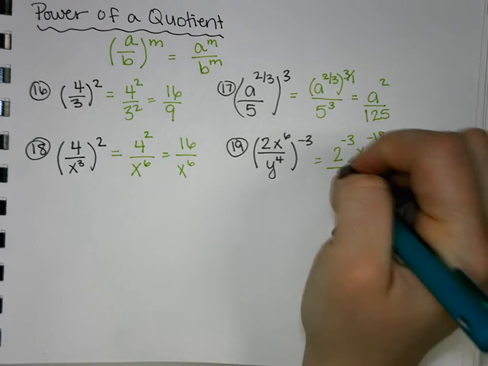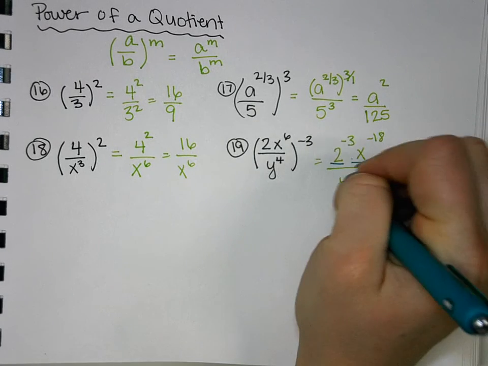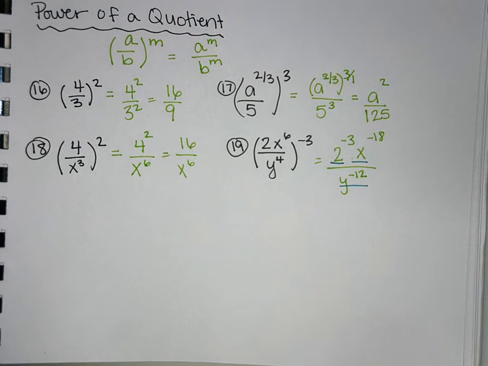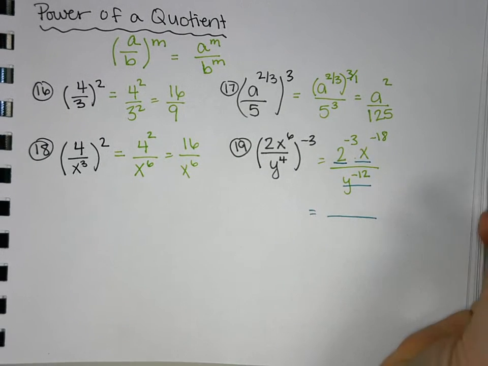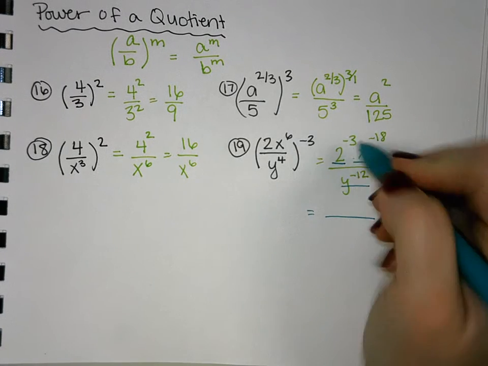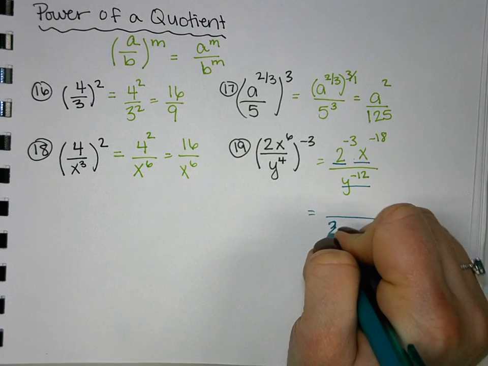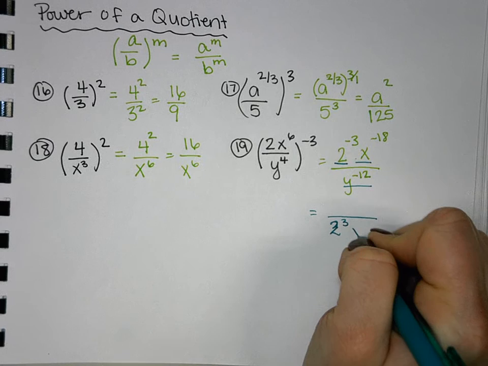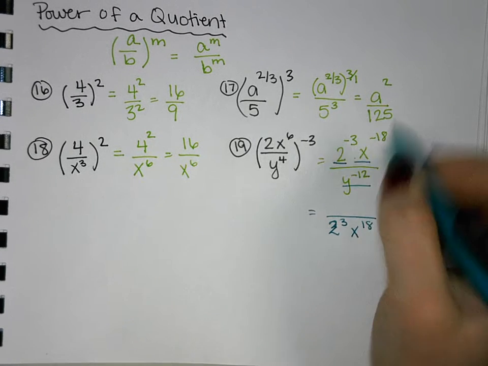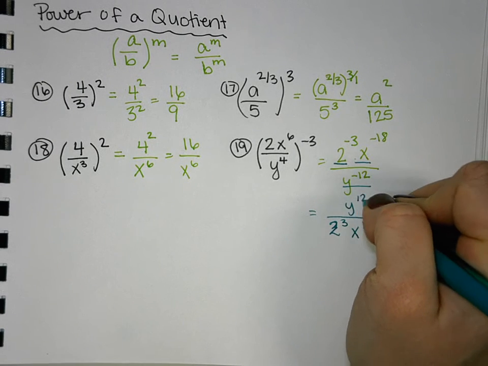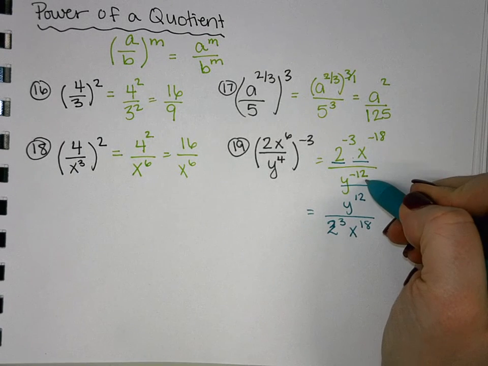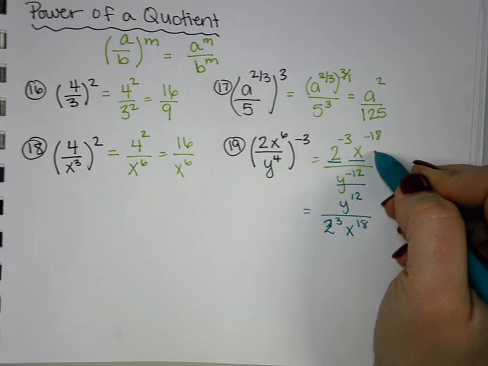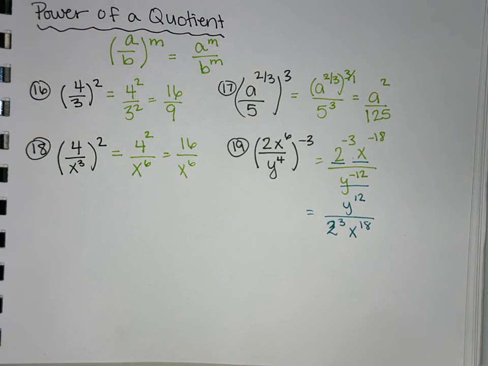So then everything has a negative exponent. So what do we have to do? We have to move everything. So the 2 to the third will come to the bottom, x to the 18th will come to the bottom, and y to the 12th will move to the top. So if it's on the bottom and it's negative, it moves up. If it's on the top and it's negative, it moves down. So no matter where it is, if it's negative, it goes to the other side of the fraction.